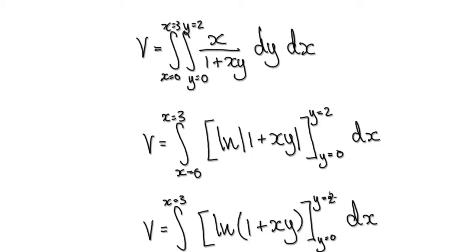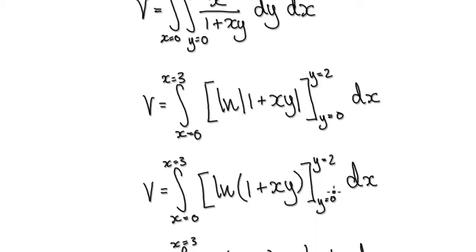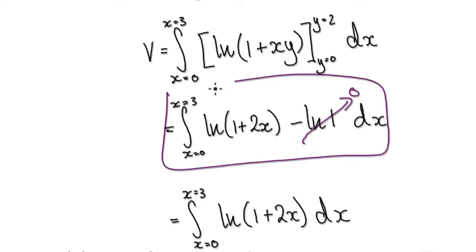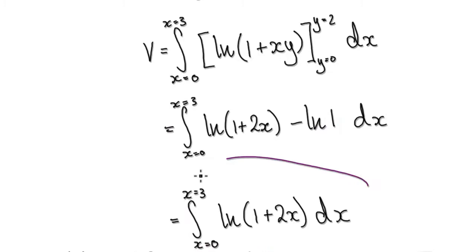Okay, so now we can put 2 into there. We can put 2 into here. So that will then give us this, and then take away and then put 0 into here. So when you put 0 into the y here, this will become 0, giving you natural log of 1. But natural log of 1 is just 0. So this whole thing here will then become this. So now it's just a matter of us integrating this.